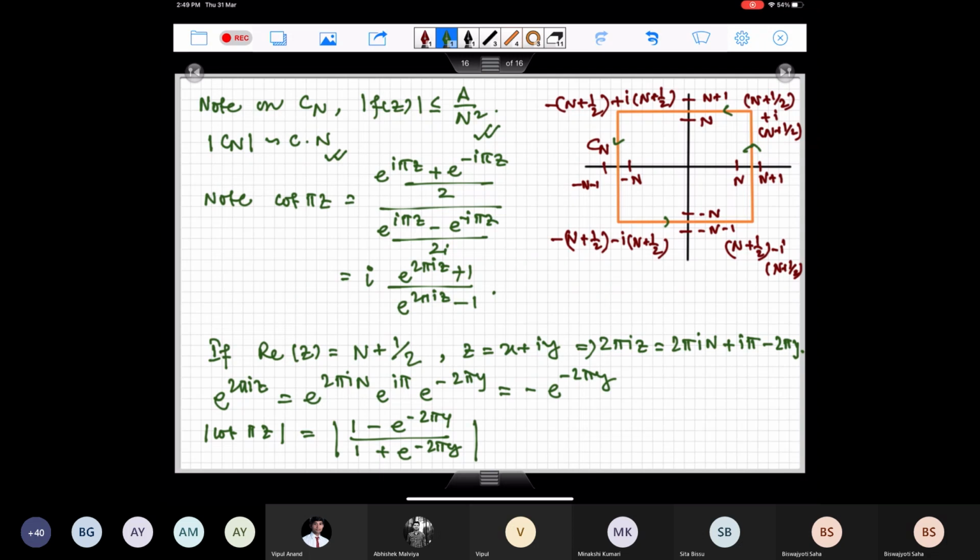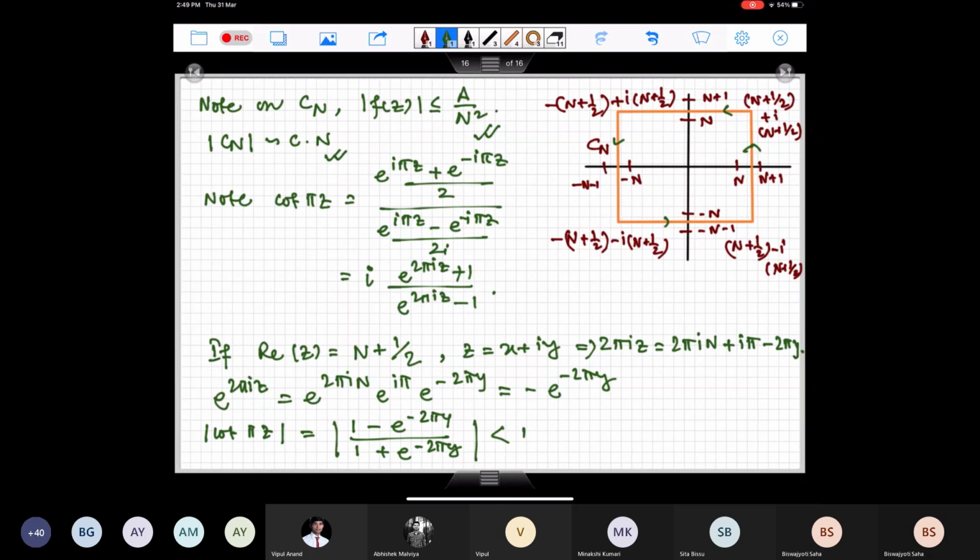Okay, and this is what I get, and clearly this quantity is less than 1, because whatever is the value of the numerator, positive or negative, I don't care. The denominator, of course, exponential is always positive, so the denominator is strictly bigger than the numerator. So therefore, I get that this quantity is less than 1. This is what precisely I get.